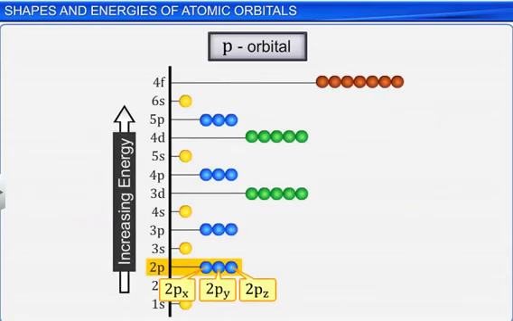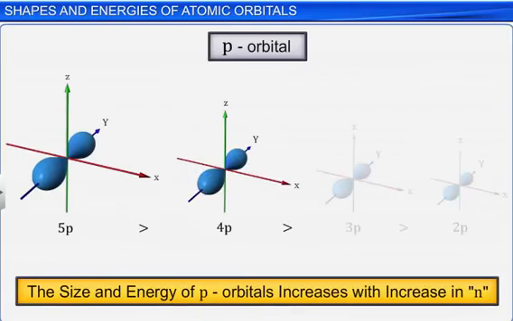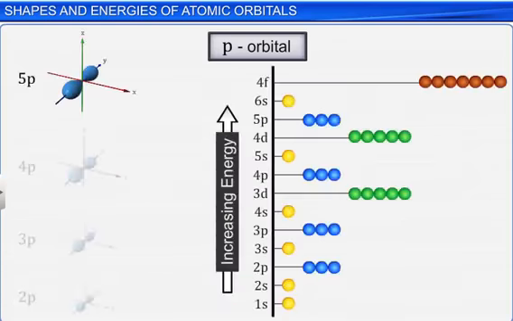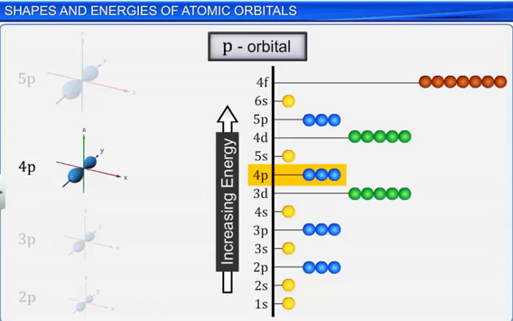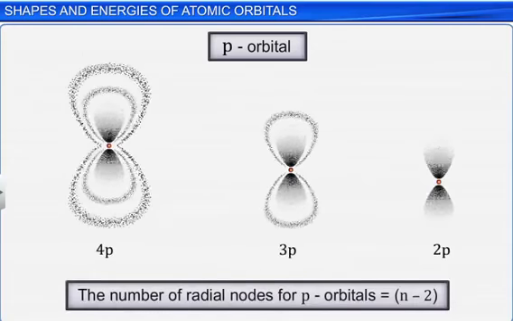However, like s orbitals, the size and energy of p orbitals increases with increase in the principal quantum number. For example, the size and energy of 5p is greater than 4p, which in turn is greater than 3p, followed by 2p as shown. The number of radial nodes for p orbitals is given by the expression n-2. Therefore, number of radial nodes is 0 for 2p orbital, 1 for 3p orbital, 2 for 4p orbital, and so on.